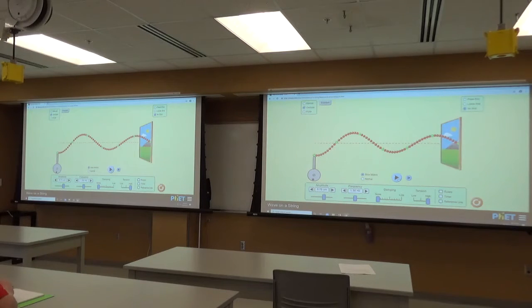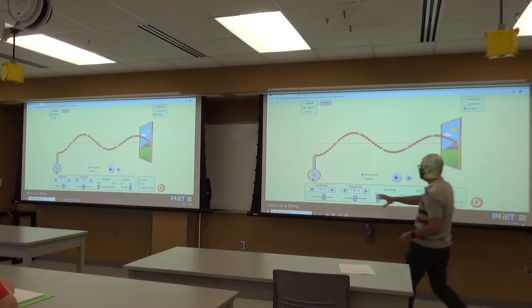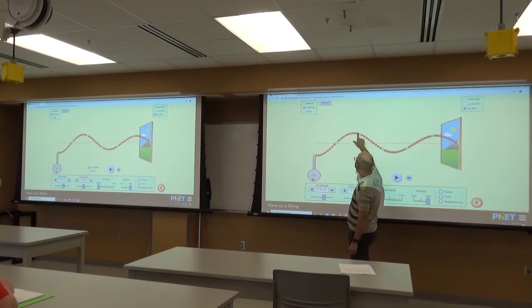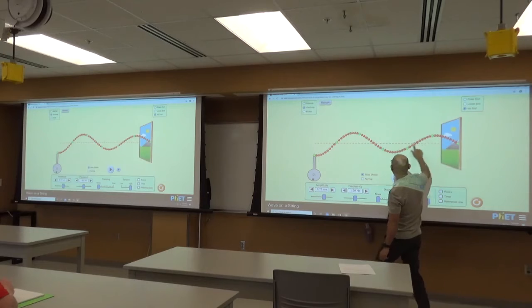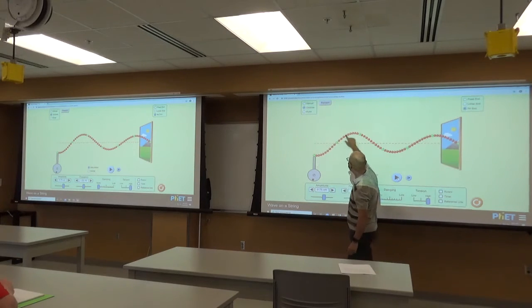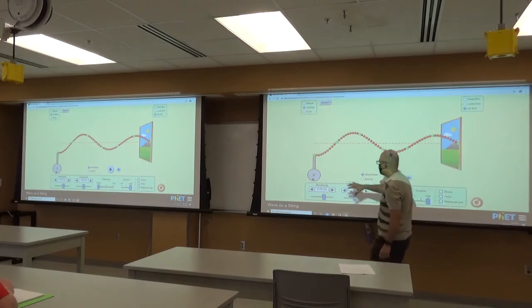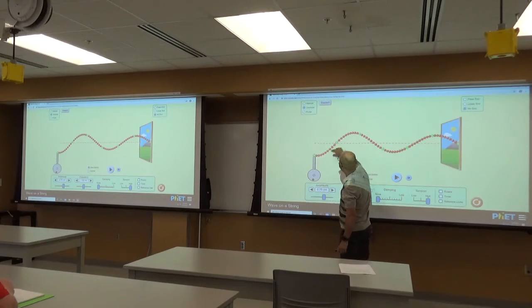Okay, let's look at this in slow motion. So here, this is the source of the wave. As it moves up and down, it produces a wave in this medium. So this is the medium. The beads are the particles in the medium, and this is the source. When the source goes up and down, you produce the wave.